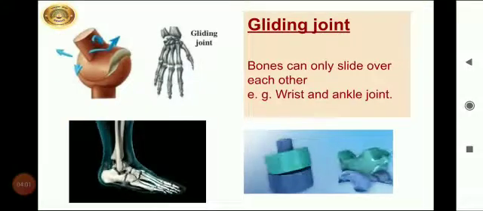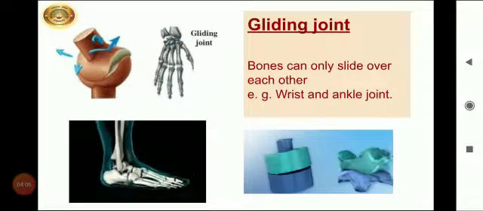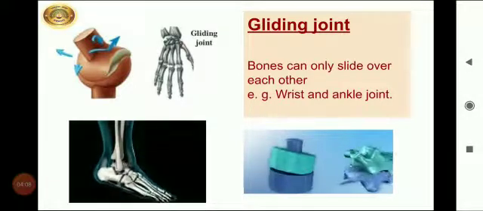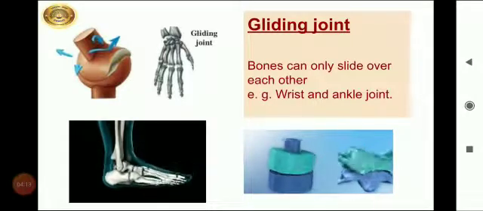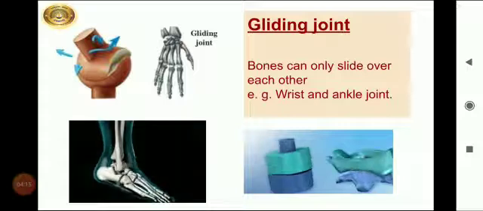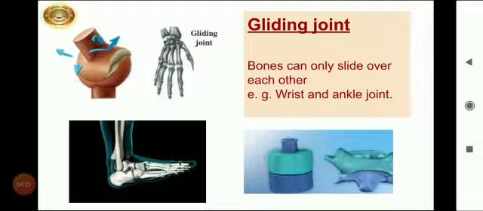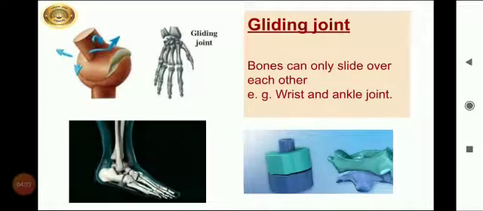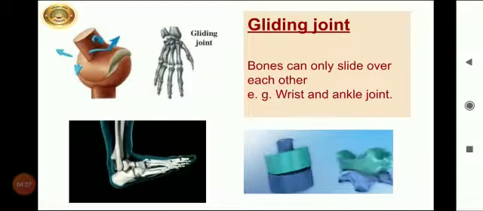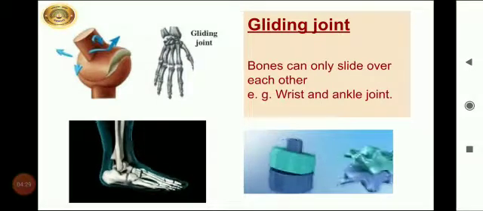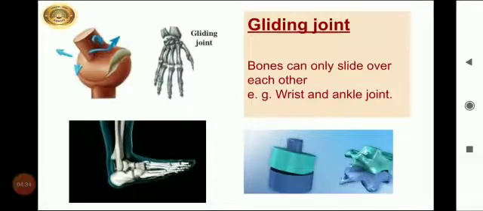Third is the gliding joint. Glide means a slight movement at their own place. This kind of joint allows bones to glide over each other, providing little movement in all directions. Examples of gliding joints are the wrist and ankle joints, as you can see the movement in these two pictures. Now students, this is about the joints. Let's study the next part.